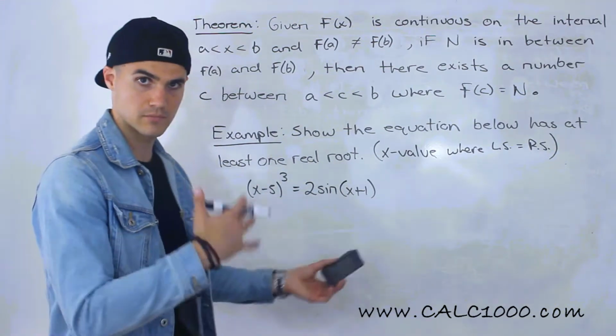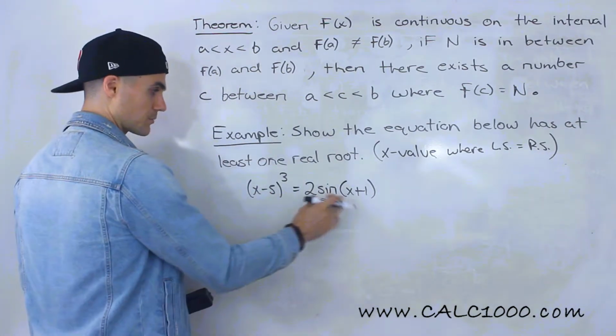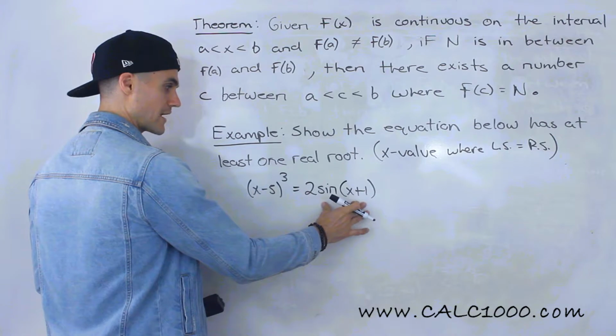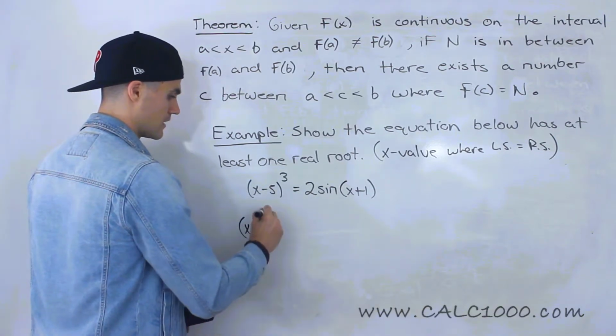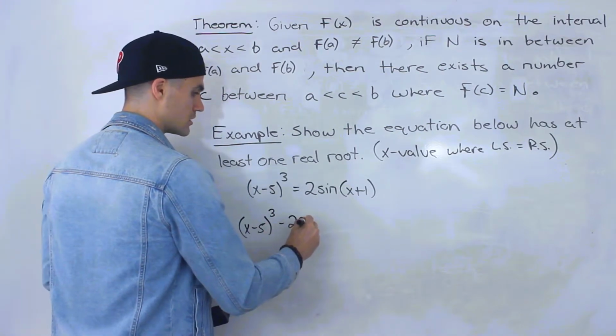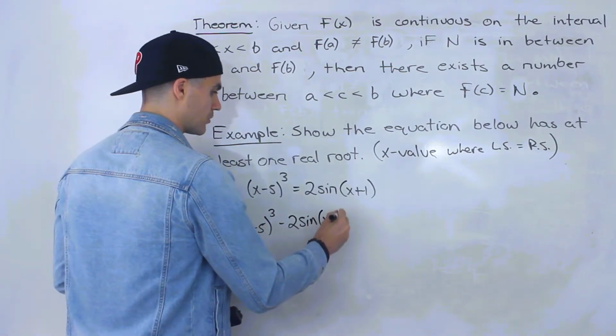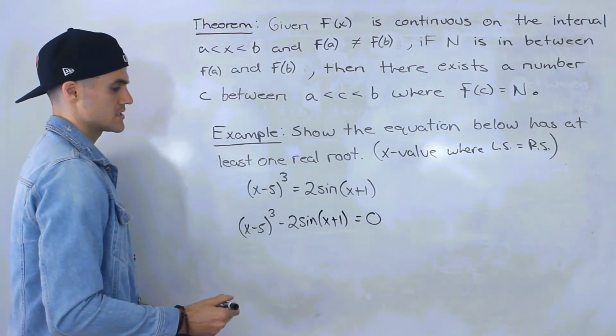So first step, like we did in the previous examples, you want to bring everything over to one side. So I'm going to take this 2 sine of (x plus 1), I'm going to bring it over, so I'll have (x minus 5) to the power of 3 minus 2 sine of (x plus 1). And that's going to equal 0.